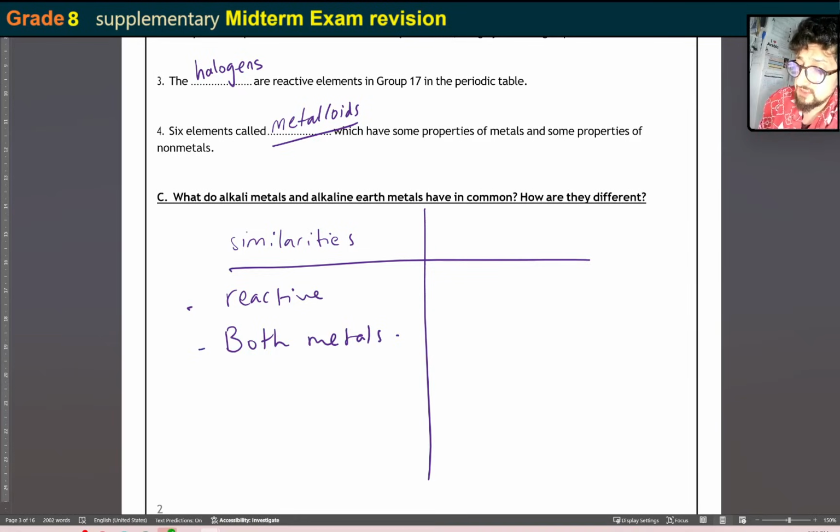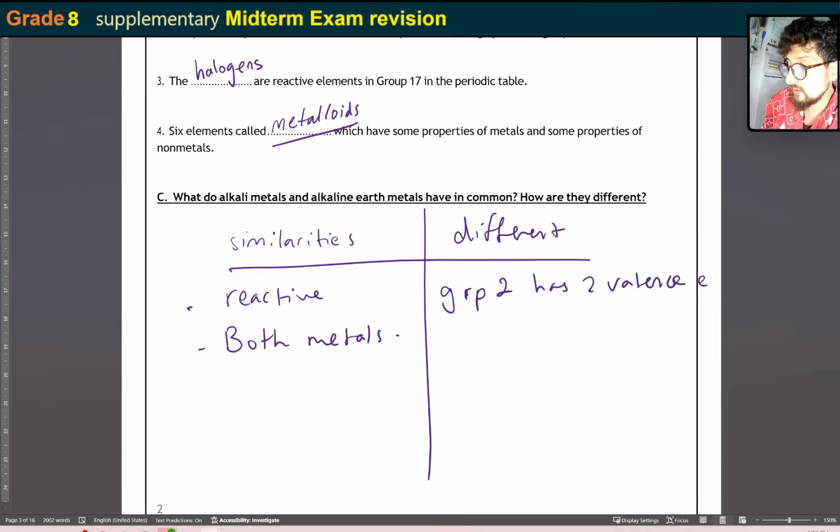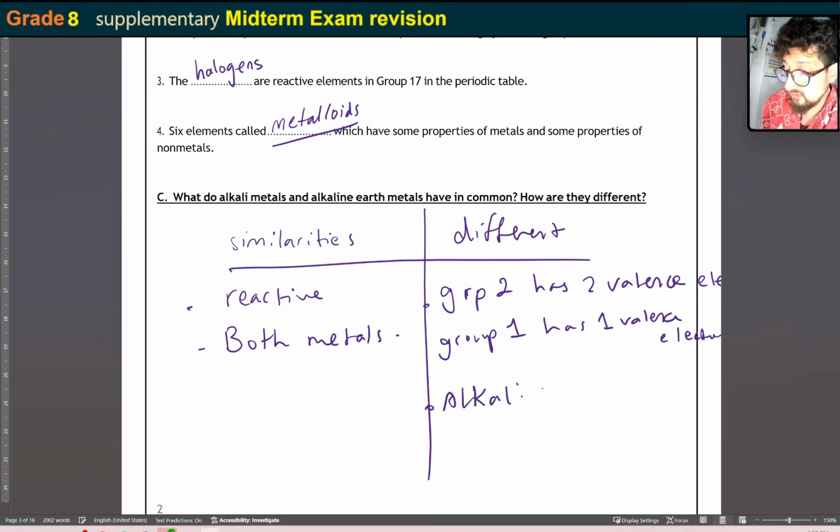How are they different? So group 2 has 2 valence electrons on the outside, while group 1 has 1 valence electron. Alkali metals are more reactive.